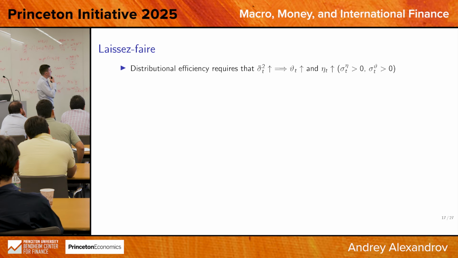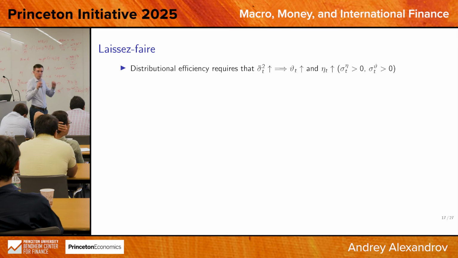Now let's go to the distributional efficiency. Remember that if idiosyncratic risk goes up, the planner says we want to redistribute wealth towards nominal assets, where theta goes up and eta goes up, and towards intermediaries. Now in terms of the sigma eta, sigma theta, so the loadings on the Brownian, that just means that they both need to be positive. So when a shock arrives, they both go up.